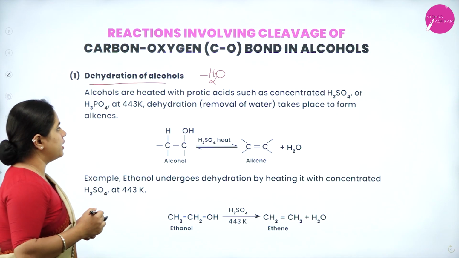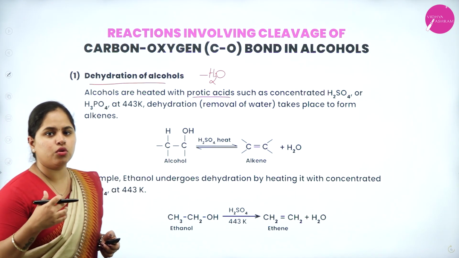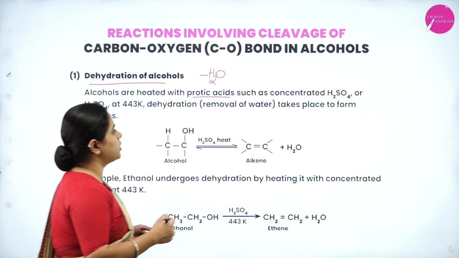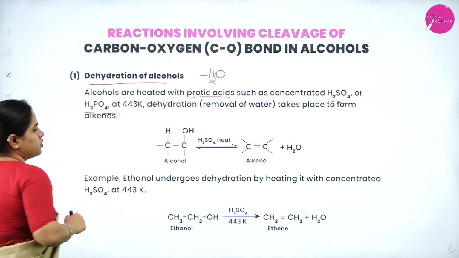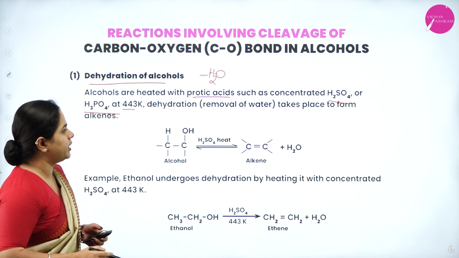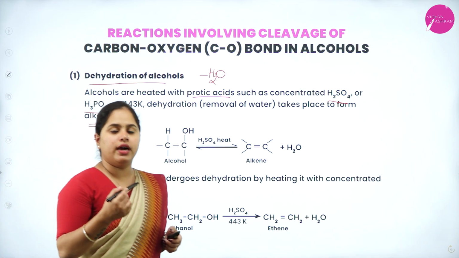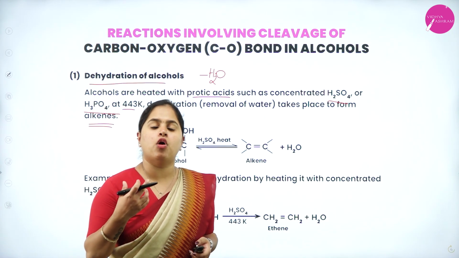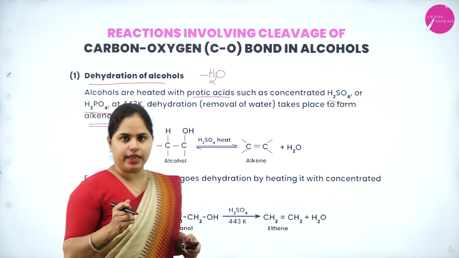Alcohols are heated with protic acids. Now what are protic acids? Those which are able to release H+ ions. With protic acids such as concentrated sulfuric acid or concentrated phosphoric acid at 443 Kelvin, dehydration takes place to form alkenes. So alcohols undergo dehydration to form what? Alkenes. This will happen in the presence of concentrated sulfuric acid, which is a very good dehydrating agent.